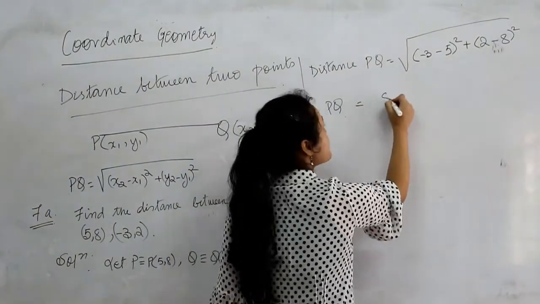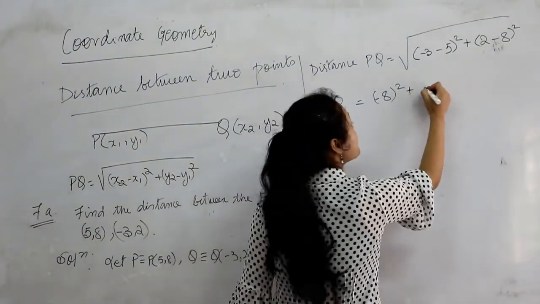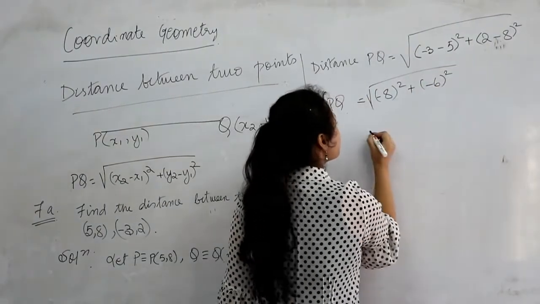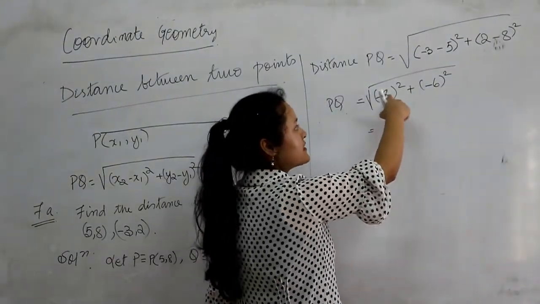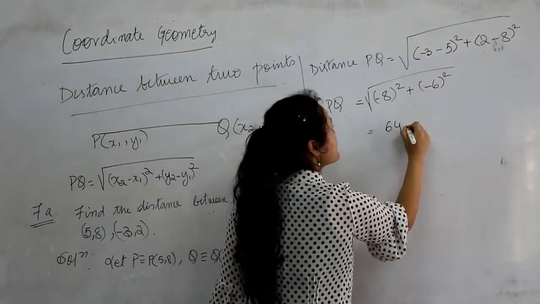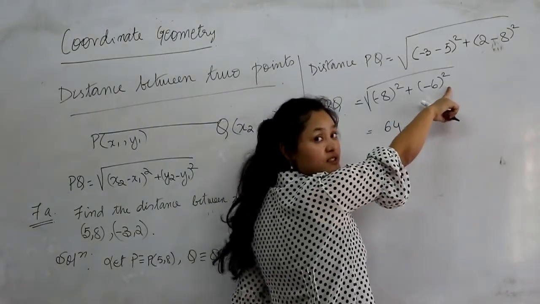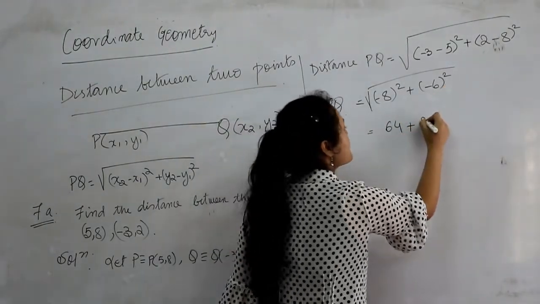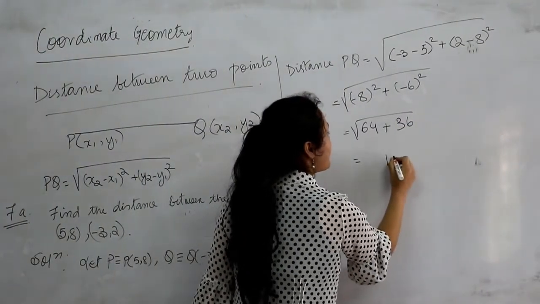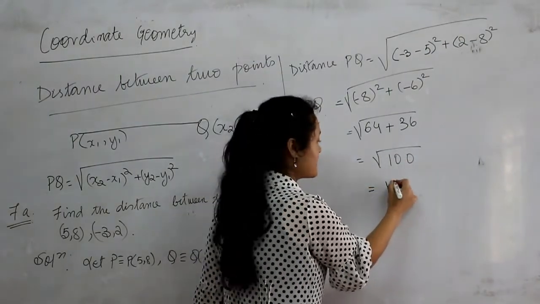Okay. So just solve this one. Minus 3 minus 5 is just minus 8, whole square. 2 minus 8 will be minus 6, whole square. Minus sign, minus square will be plus, so 8 squared will be 64. This also, minus into minus, opposite square is plus, 6 squared will be 36. Add these two, you will get 100. Square root of 100 is 10.